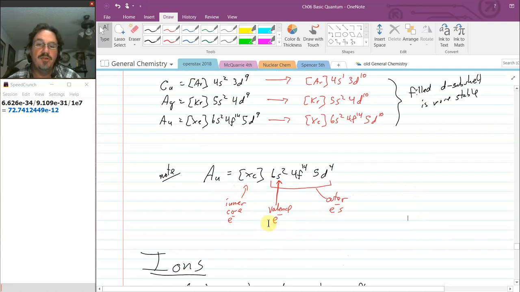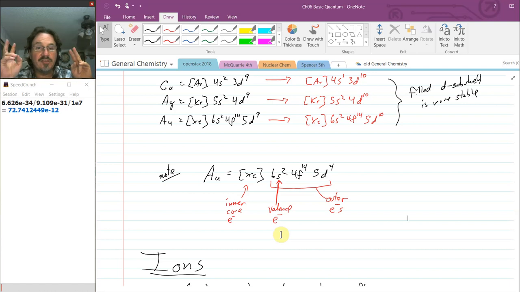Alright, we've already defined 2 of these. We said valence electrons were the ones in the highest energy level. Core electrons, sometimes called inner electrons, are the ones with that noble gas beforehand. They're the inside ones, right?